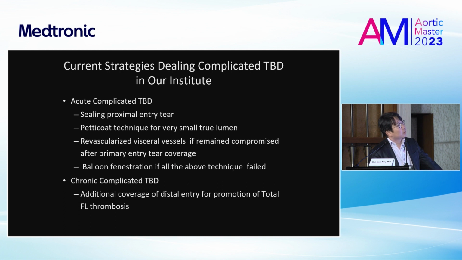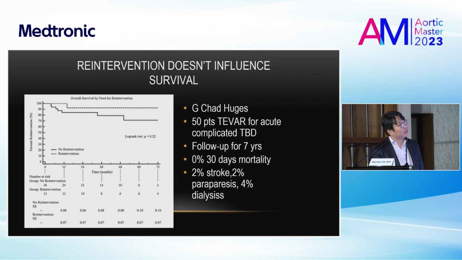intervention. So I think currently the strategy dealing with complicated type B dissection in our institute, for acute patients, is sealing the proximal entry tear. For some patients, we use a pedicle and revascularize the visceral vessel if it remains compromised after the primary tear coverage. And we sometimes need balloon fenestration for very difficult cases. For the chronic cases, I think a very important issue is the additional coverage of the distal entry for promotion of a total false lumen thrombosis, which is our technique.